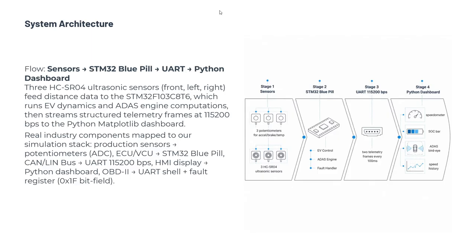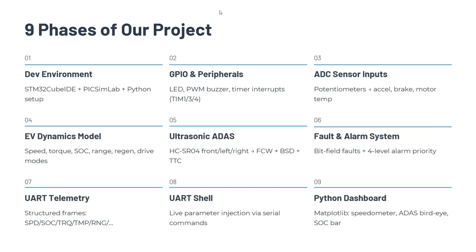Stage 3 is our data highway. It bundles everything into clean messages and streams them every 100 milliseconds using the UART communication protocol. Stage 4 is the beautiful Python display that visualizes the speed, battery status, and an interactive bird's eye view of the surrounding roads. These are all our four-stage development process, and we have all 9 phases of our project visual on our slide. And then I'm going to explain those 9 stages.